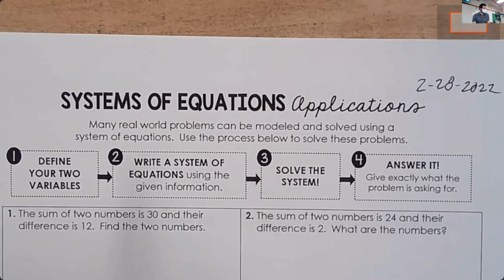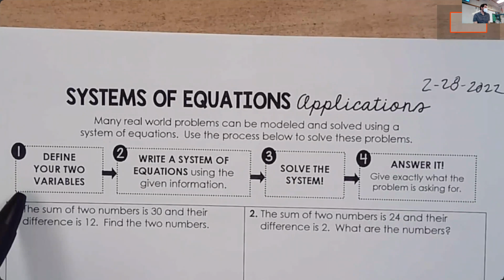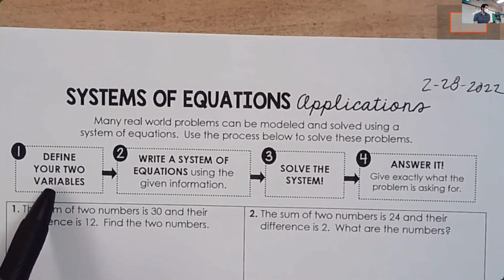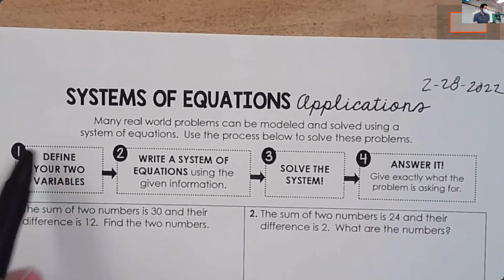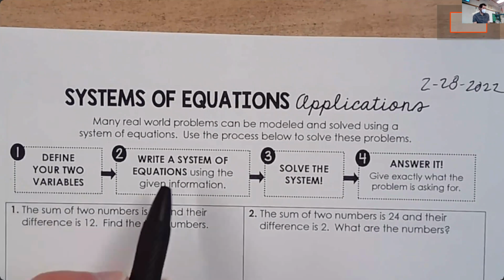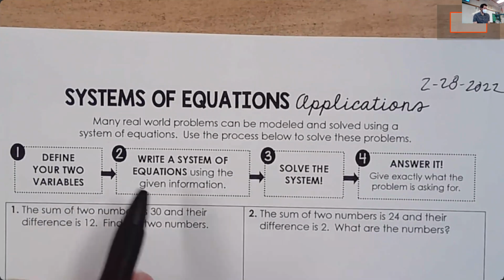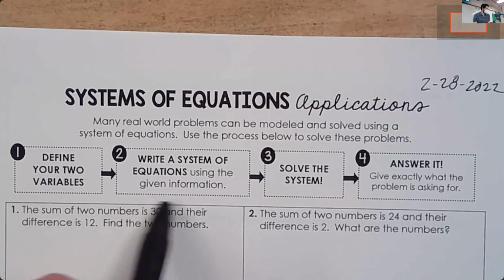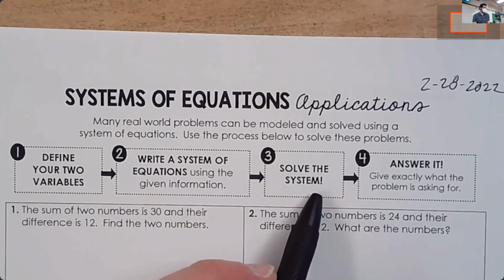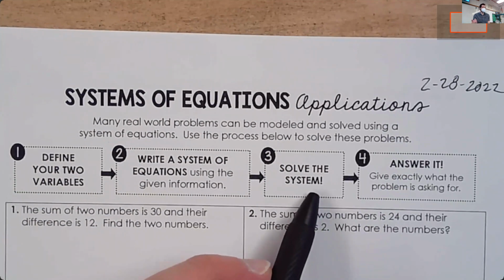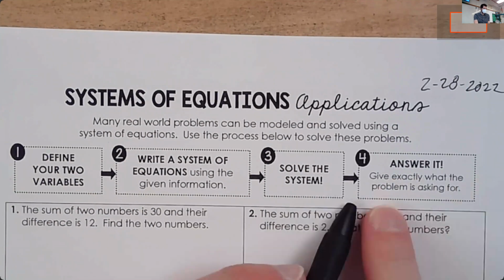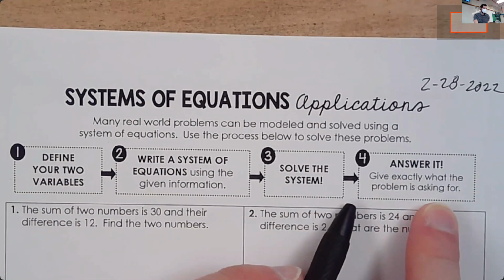And so step 1 says to define your two variables. Almost every time, we may as well just use x and y every single time. That's what we're used to using. So your two variables will be x and y. Those are the things that you're solving for. Step 2: write a system of equations using the given information. System of equations means write two equations. Step 3: solve the system, using either substitution or elimination. And then answer the question, giving exactly what the problem is asking for.